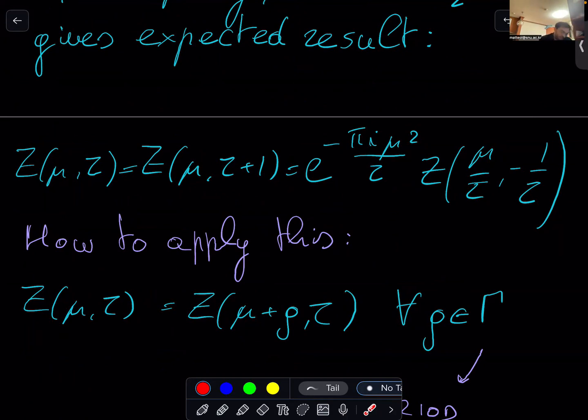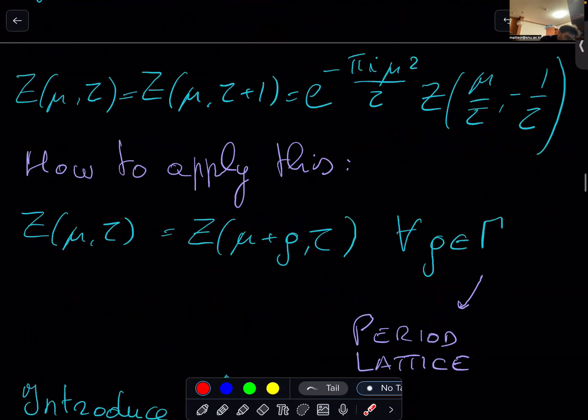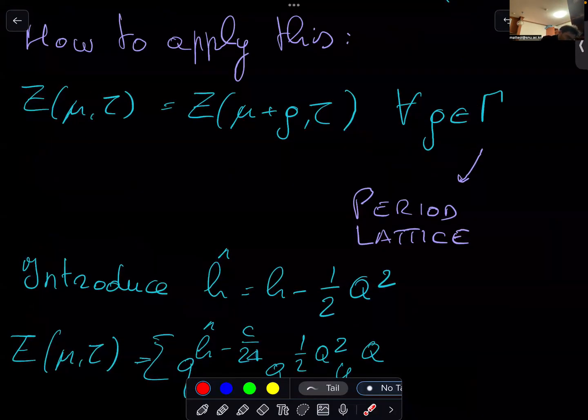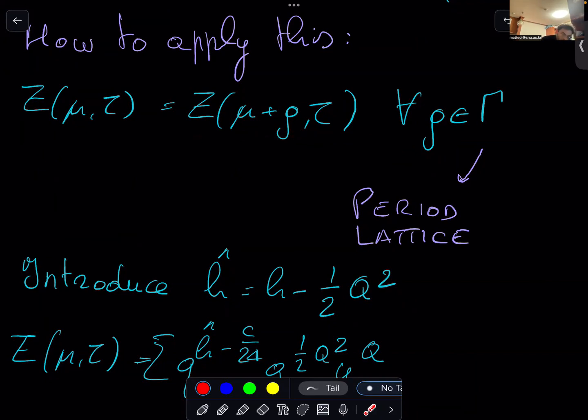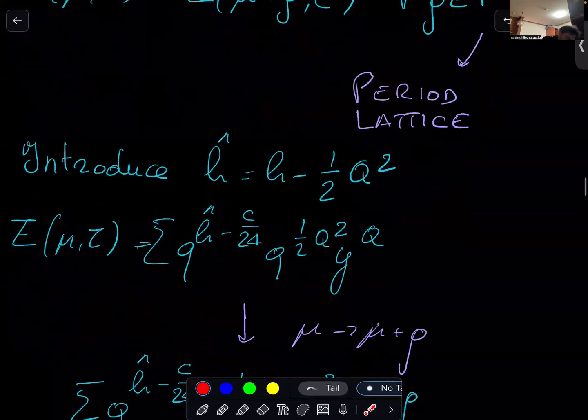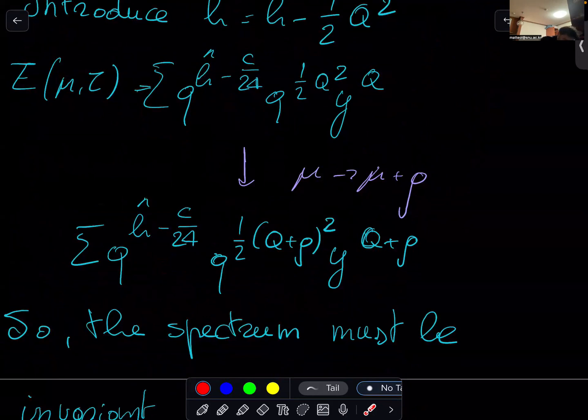Now, the interesting question is how to apply this result. Here you have this equivalent invariance under a shift, which is in the dual of the charge lattice, right? Because mu dot q is an integer, and therefore rho must be in the dual of the charge lattice. And so you can use this to re-express your Z of mu, tau in this form, where you essentially factor out two pieces, one that depends on the charges, and one, the h hat, that is the remaining part of the weight.